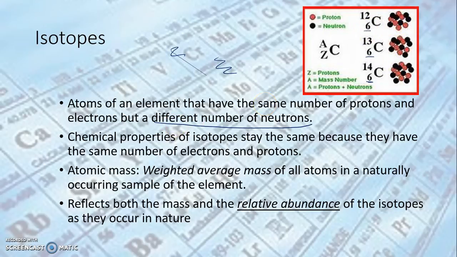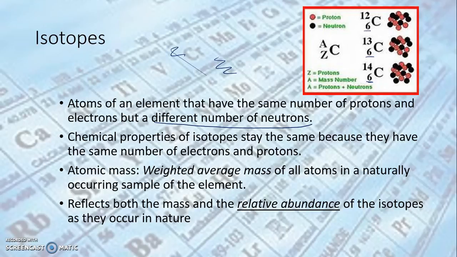All right, so chemical properties of isotopes should stay the same because they have the same number of electrons and protons. However, the thing that's different is their mass. So on the periodic table, we have the atomic mass, and that gives us the weighted average mass of all the atoms in the naturally occurring sample of that element.